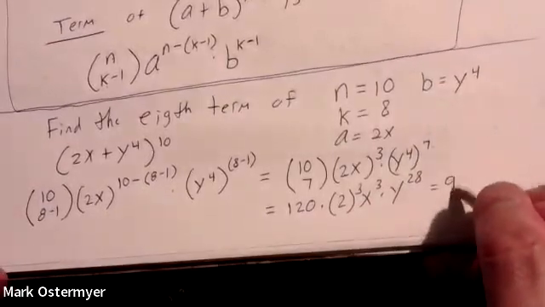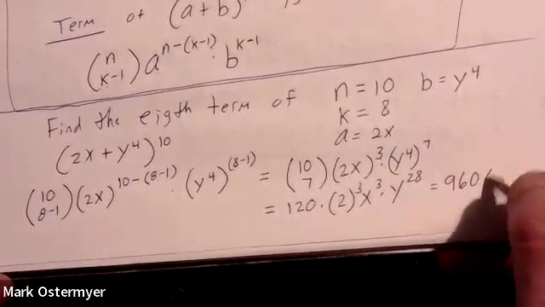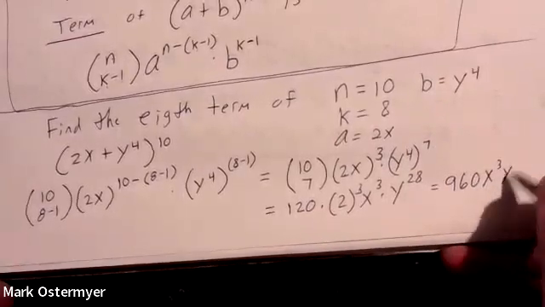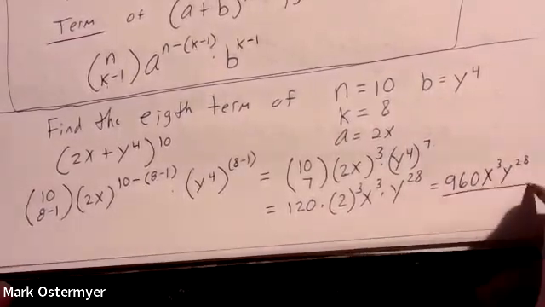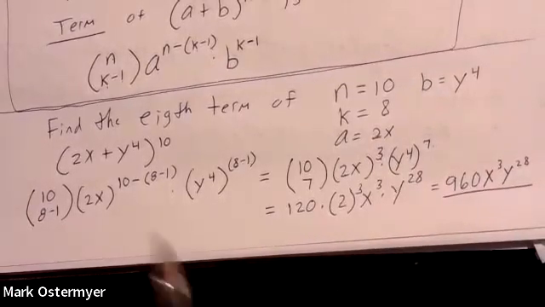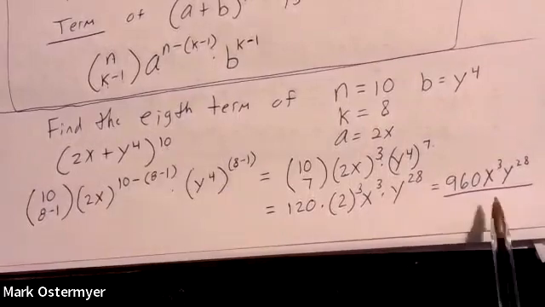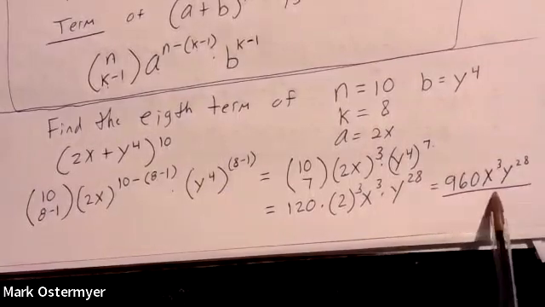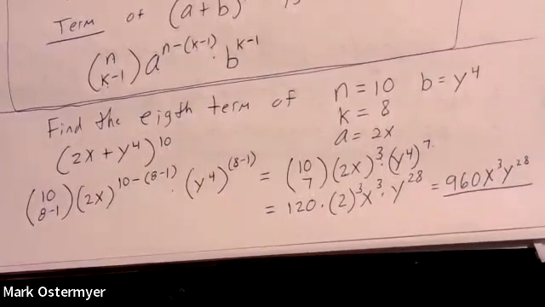Here's your 8th term of this expansion. It's 960 x cubed y to the 28th. Done. That is your 8th term of that binomial expansion, of raising that binomial to the 10th power. That would be the 8th term of the expansion. And we're done. Any questions how we used that formula we developed, ladies and gentlemen, to find the 8th term of this binomial expansion?